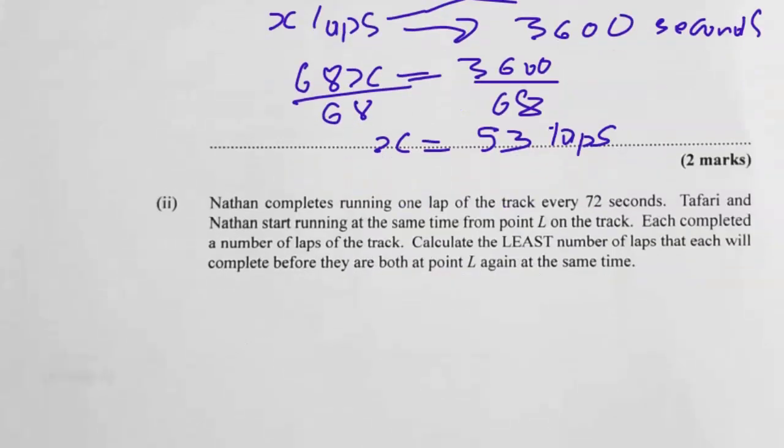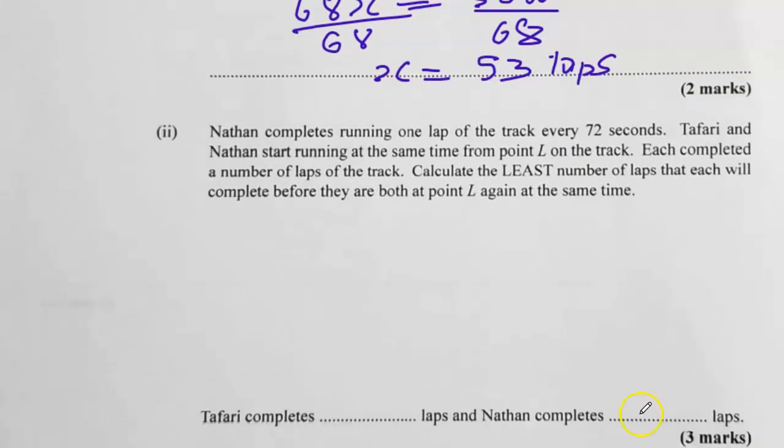Next, Nathan completes running 1 lap of the track every 72 seconds. Tafari starts running at the same time from point L on the track. Each completed a number of laps of the track. Calculate the least number of laps that each will complete before they are both at point L again at the same time. So Tafari completes X laps, Nathan completes X laps.